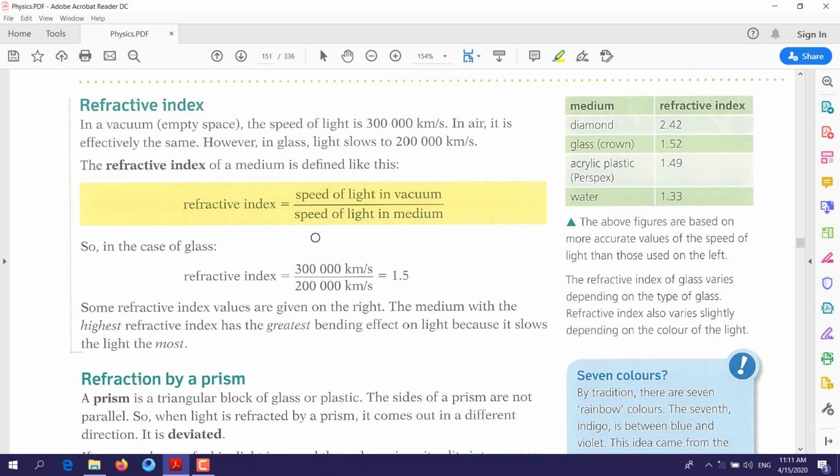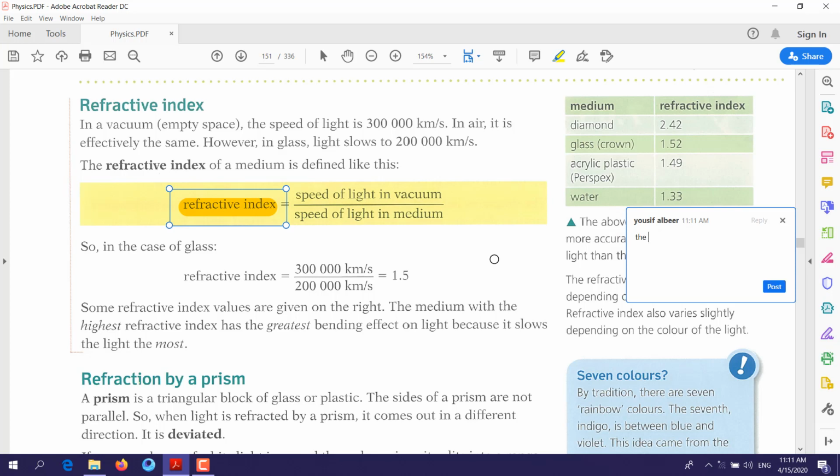If we want now to give a definition for refractive index, the definition will be the ratio of the velocity of light in a vacuum to its velocity in a specified medium.